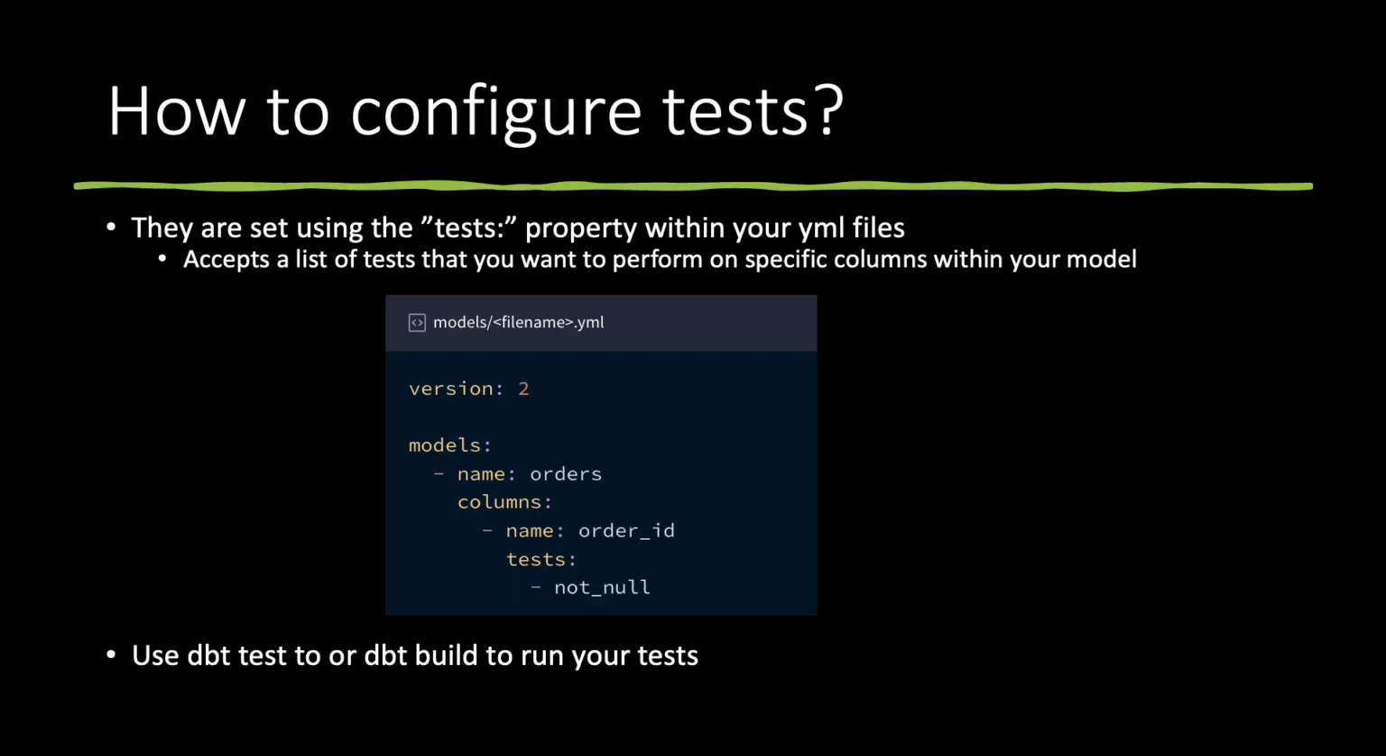So how do you configure tests? Well, you're going to have to use the test property within those YAML files that I specified in the previous slide. Here's an example. If we're going to run it on the orders model, we have models here and the name is orders. The column that we want to run the test on is order ID. And then we can specify the test, and the test will be not null. So if there are any nulls in here, they'll get returned and we'll know that the test failed.